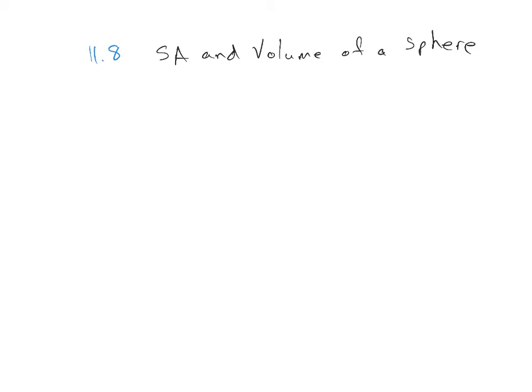All right, so let's talk about the formula for the surface area of a sphere. So the surface area of a sphere is 4 times pi r squared. So you have pi r squared, which is the area of a circle, times 4. That's all it is. The area of a circle times 4 will give you the surface area of a ball. The volume of a sphere is going to be 4/3 pi r cubed.